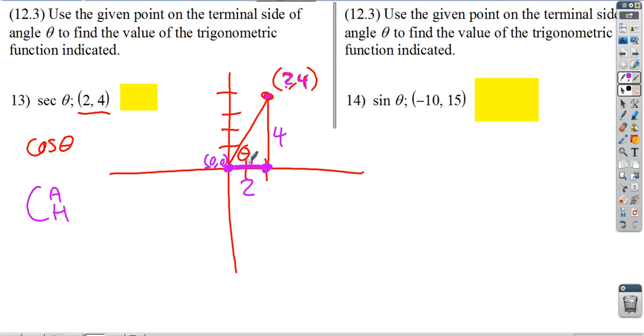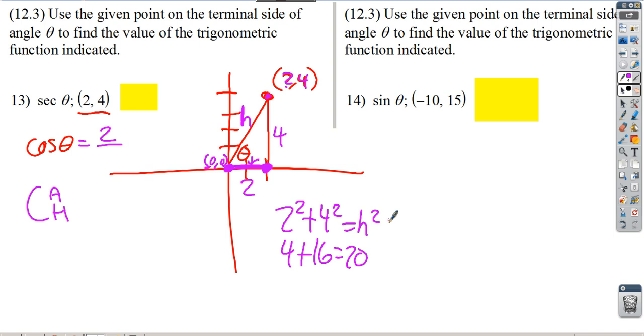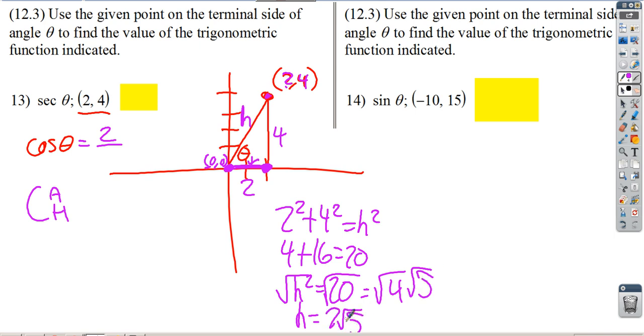Cosine is adjacent over hypotenuse, and the hypotenuse right here, if we use the Pythagorean theorem, is 2 squared plus 4 squared. 2 squared is 4, 4 squared is 16, so that's equal to 20. So 20 is the hypotenuse squared. If you simplify that by taking the radical of both sides, you get hypotenuse is equal to the square root of 20, which simplifies to radical 4 times radical 5, which is the same as 2 radical 5. So that is this hypotenuse right here.